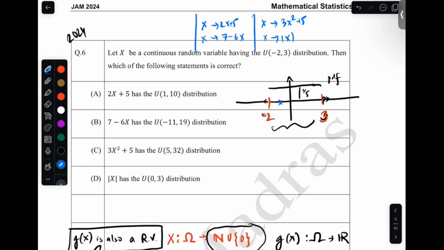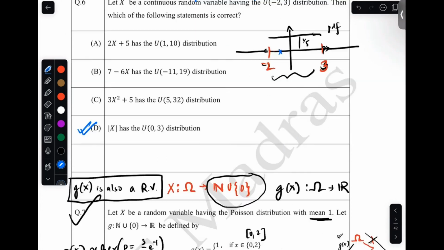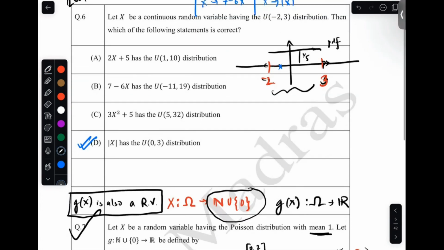Let's see. But before we continue, let's look into this simple example, mod of x, because it's the simplest one. Now your intuition says, what makes it non-uniform? That's the main question, right? Not all of them are uniform, right? Only one option is correct. So what makes them non-uniform? Let's take this simple example.